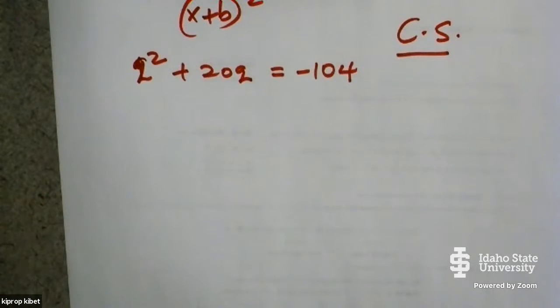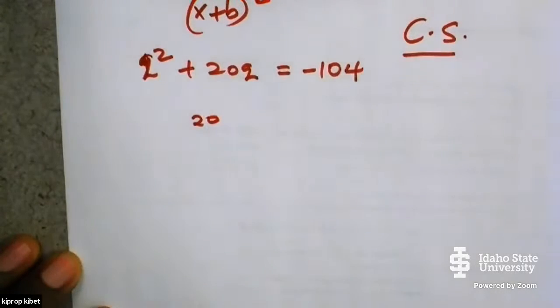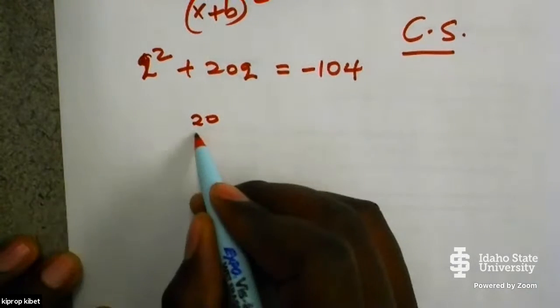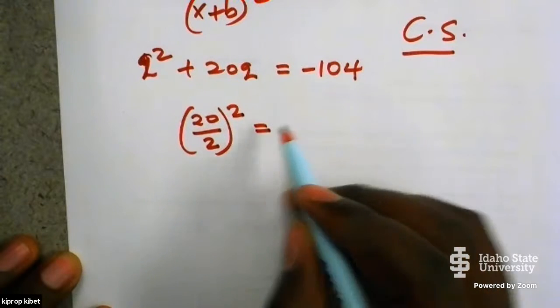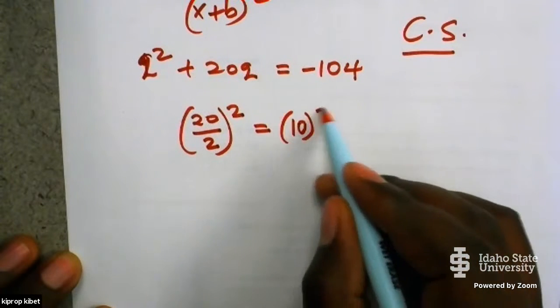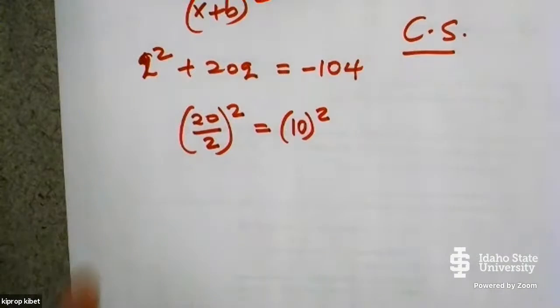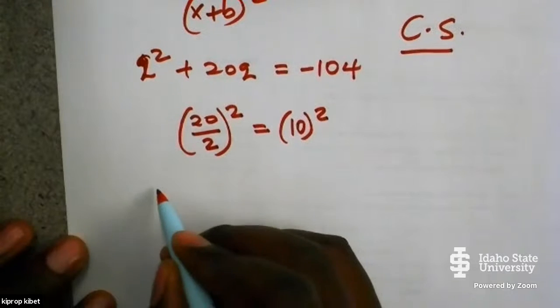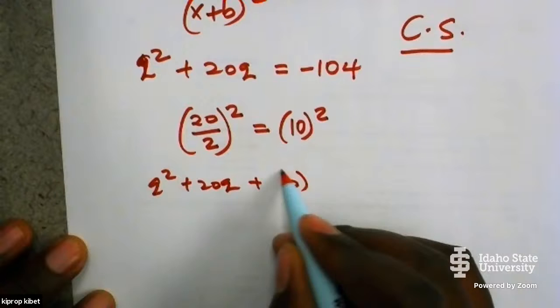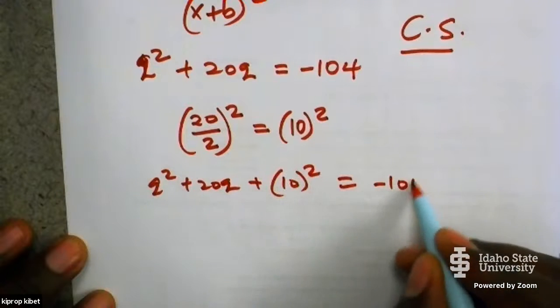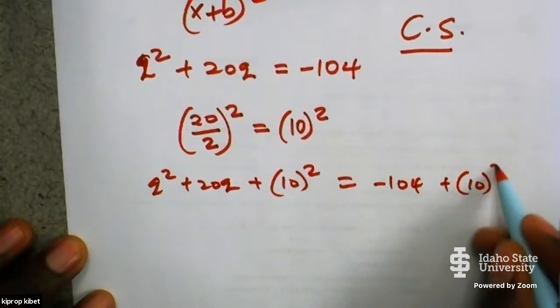Step number 1, identify the coefficient of q, which in our case is 20. Divide by 2 and square. What do you get here? 10 squared. Then add it to both sides. So q squared plus 20q plus 10 squared equals minus 104 plus 10 squared.